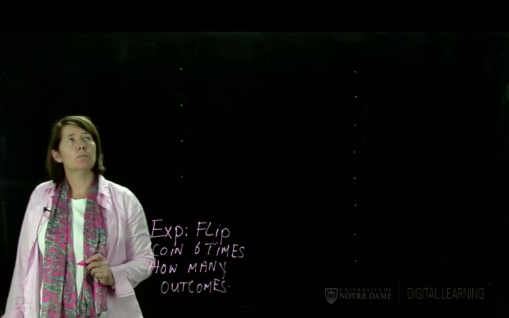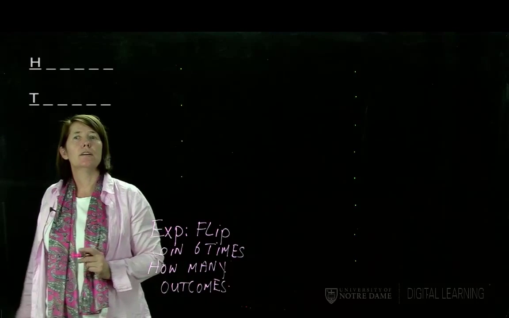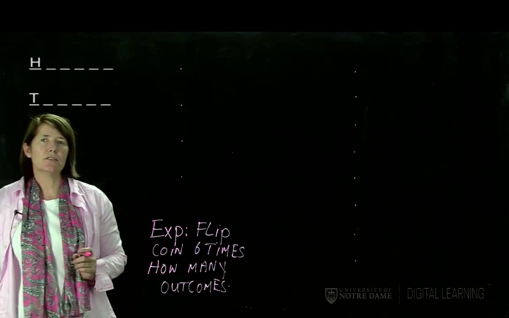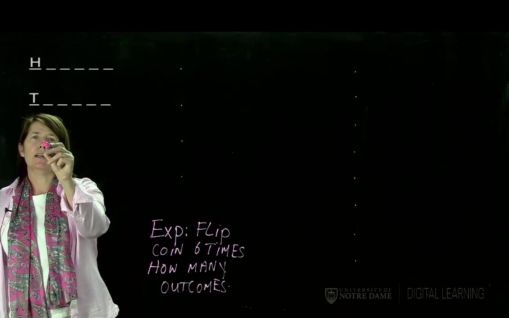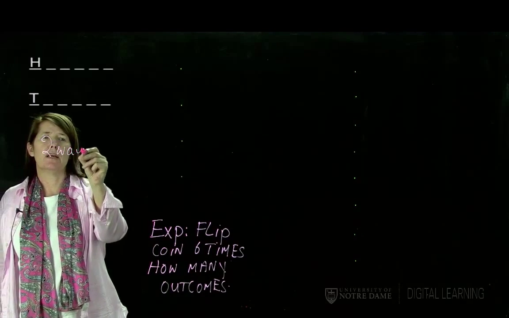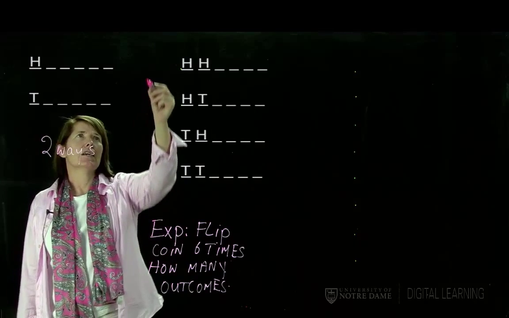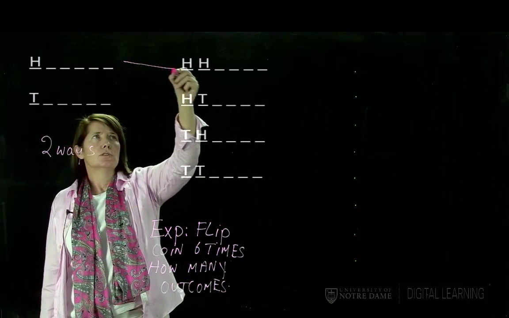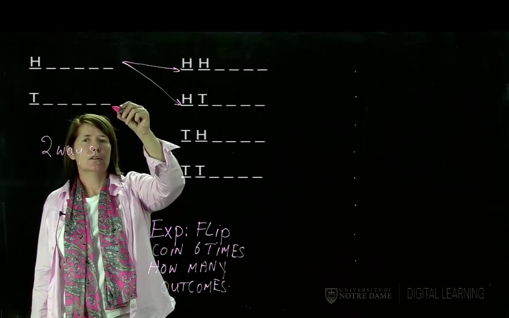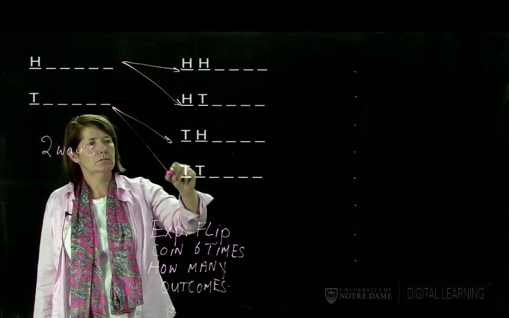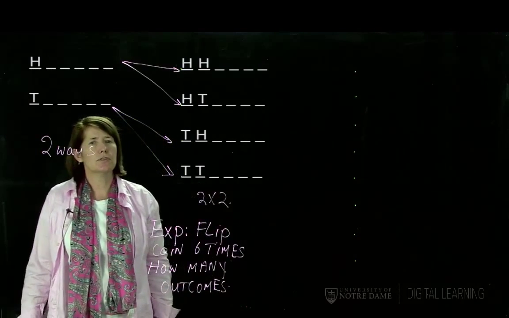And we can count these outcomes by thinking of creating a sequence of 6 letters, heads and tails, by filling in the 6 spaces one at a time. So I have 2 ways of filling in the first space. And for each of those 2 ways, they give me 2 ways of filling in the second space. So now I have 2 times 2 starts to the sequences.